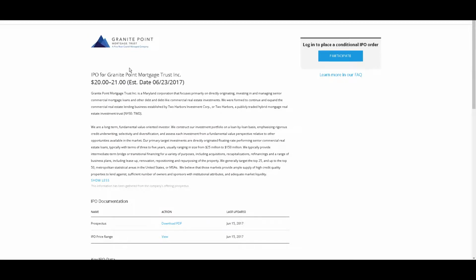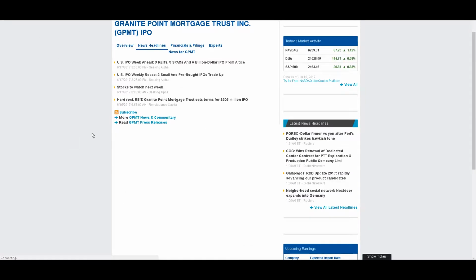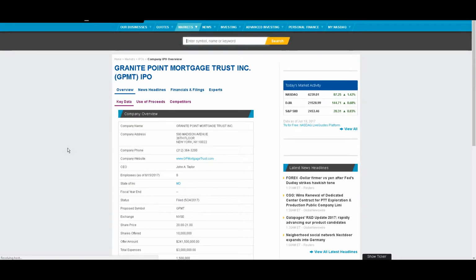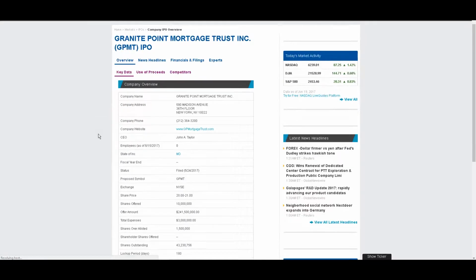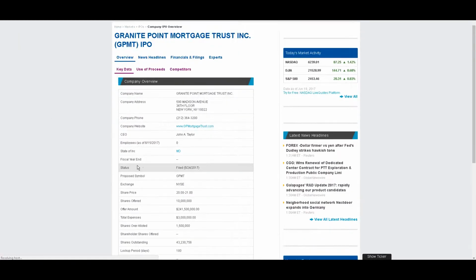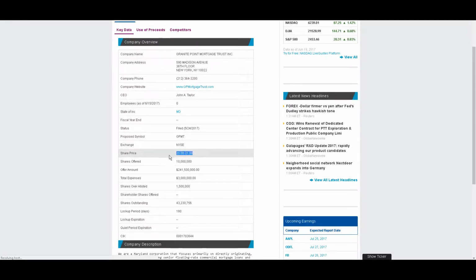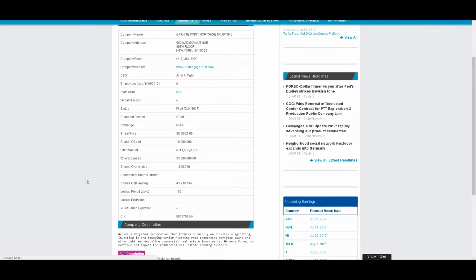So I took a look at their stock. I went to Granite Point and just looked them up on Nasdaq.com. That's where I go to get quite a bit of my information on different dividend stocks and stocks in general. As we take a look at their website here on Nasdaq, I'll have this website in the description below. We see that their share price is going to be between $20 and $21. They're going to be offering 10 million shares, and they list the offer amount, their expenses, and their shares over-allotted. So they have 10 million shares right now, but they can go 1.5 million over their allotted shares.